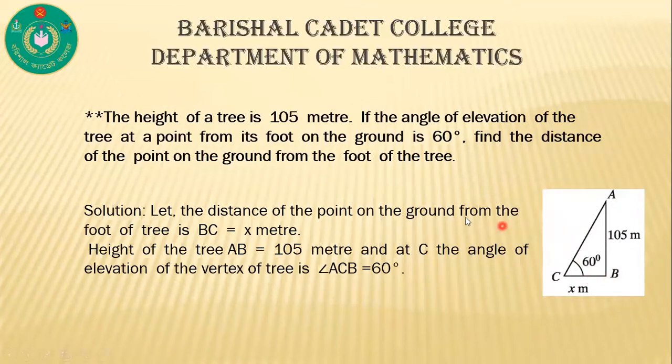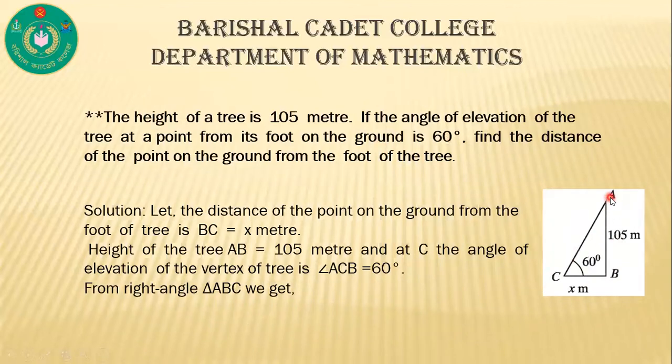Height of the tree AB is 105 meters. Given that the height of the tree is 105 meters, so AB is equal to 105 meters. And at C, the angle of elevation of the vertex of the tree, angle ACB, is 60 degrees.